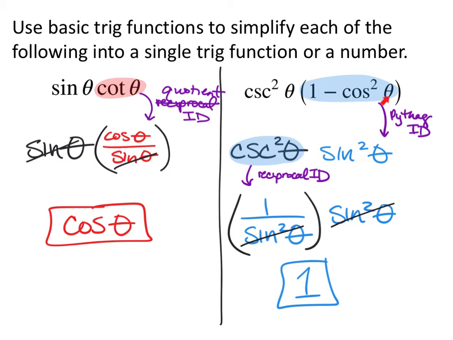1 minus cosine squared of theta, using the Pythagorean identity we just solved, is actually sine squared theta. Okay, cool. So nothing cancels. I don't have 1 left. I can keep going. And remember that cosecant squared theta has a reciprocal identity: cosecant is 1 over sine. So cosecant squared theta is 1 over sine squared theta. But then these sine squared thetas are going to cancel, and so I'm left with 1.